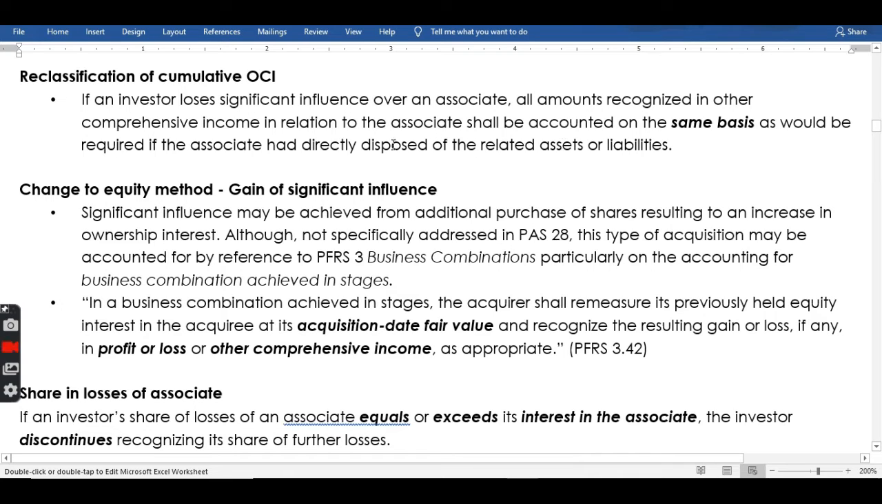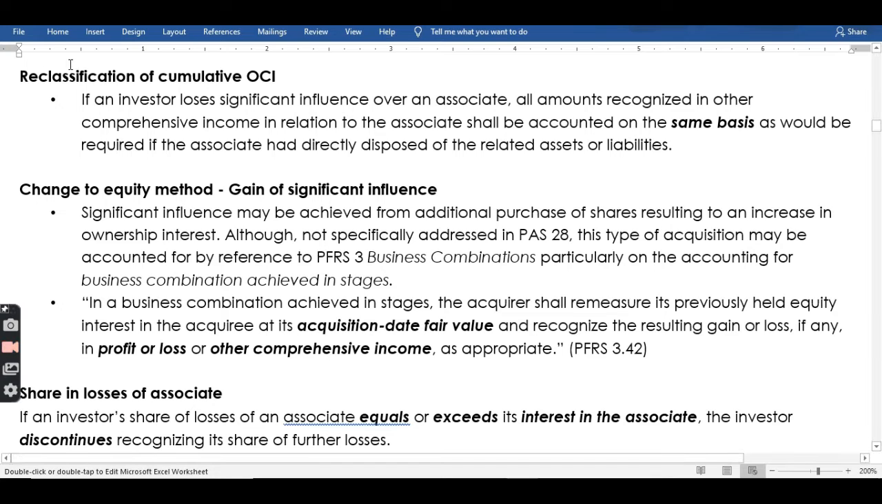Okay. So, ibig sabihin, ganito yun. Yung laman kasi ng OCI natin, hindi pa kasi natin to na-discuss in detail, no? Pero kasi yung laman ng OCI natin, meron yung mga items na hindi pwedeng i-recycle at meron din yung mga items na pwedeng i-recycle. Pag sinabi nating hindi pwedeng i-recycle, ibig sabihin, hindi natin siya pwedeng ilipat from OCI papuntang P&L. Okay? Pag sinabi naman nating pwedeng i-recycle, pwede mo siyang ilipat ng P&L.